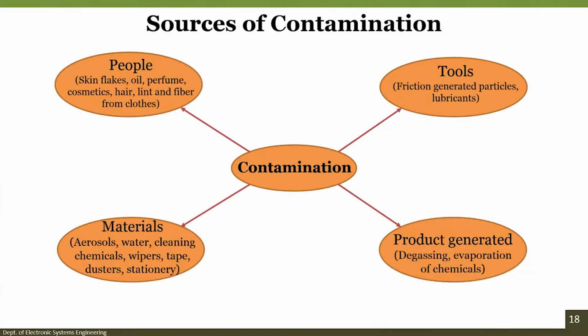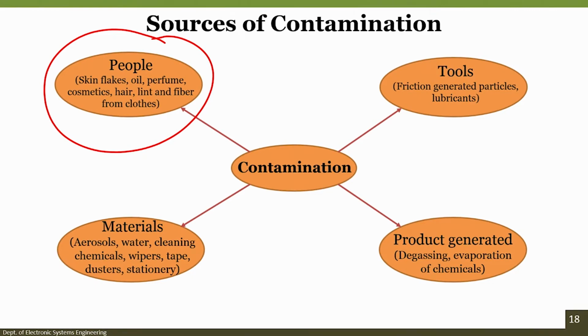Now if you talk about sources of contamination, there are several sources of contamination. The biggest source is the person working inside the clean room. This contamination generates from several things, from the materials that we use in the clean room, which can be aerosols, water, cleaning chemicals, wipers, tape, dusters, stationery, and many more things. It can generate out of degassing, evaporation of chemicals when we use wet benches, when we go for physical vapor deposition like sputtering, e-beam, thermal evaporation. We will see and understand some of those in this particular course as well.